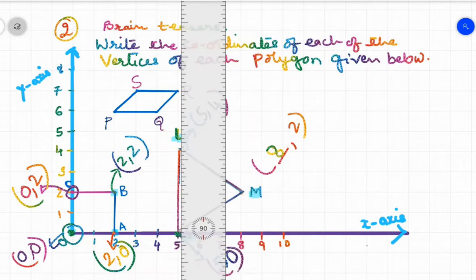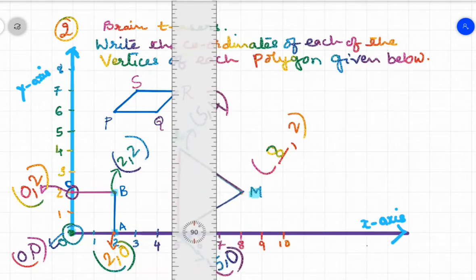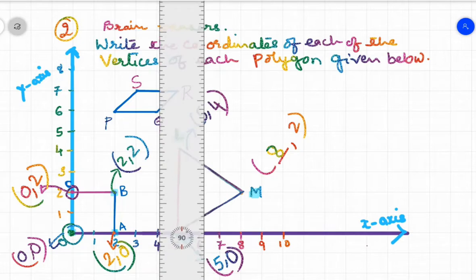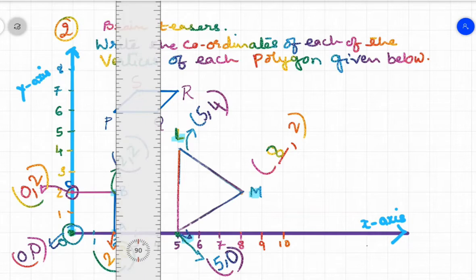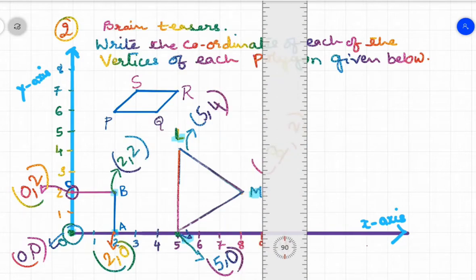Let us see the points of P, Q, R and S. First let us go for P. See, from x it is equal to 2 and clearly visible y it is 6. So P is 2 comma 6. Point P is 2 comma 6.